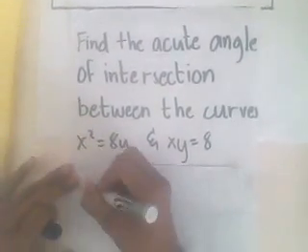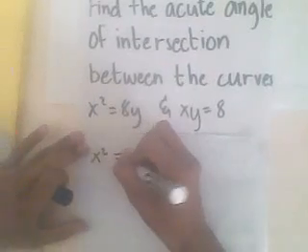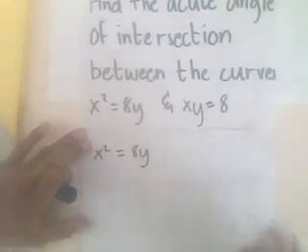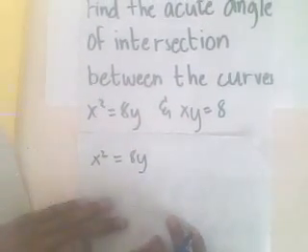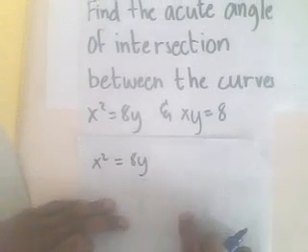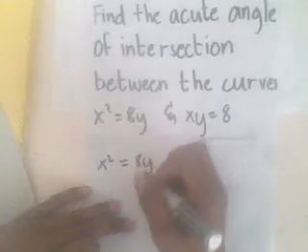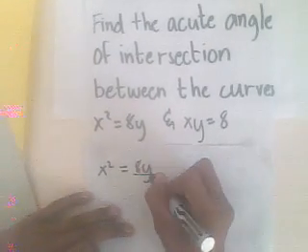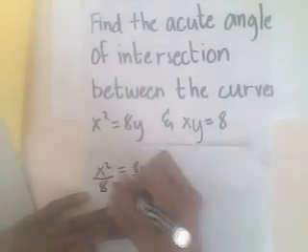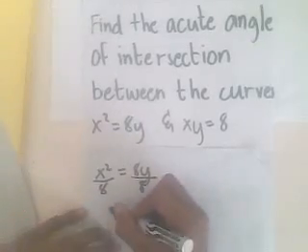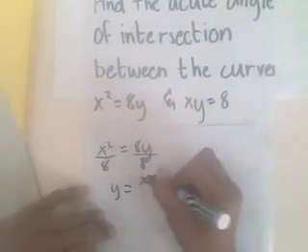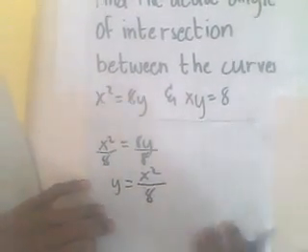Our first equation is x squared equals 8y. It is simple that we must solve for y because it has only one variable. So we divide both sides by 8 in order to get the value of y. Our y is equal to x squared over 8.